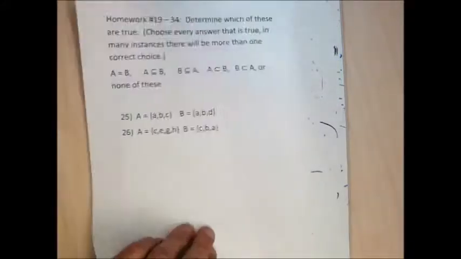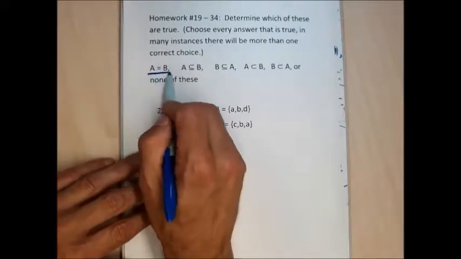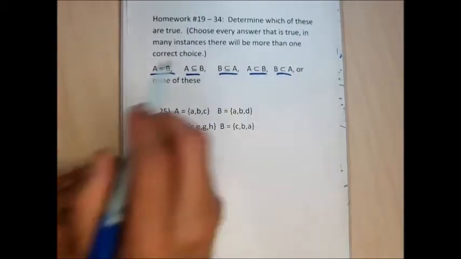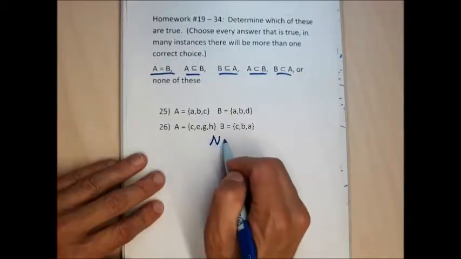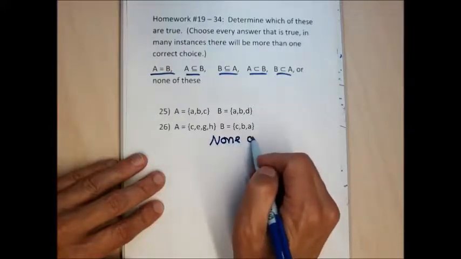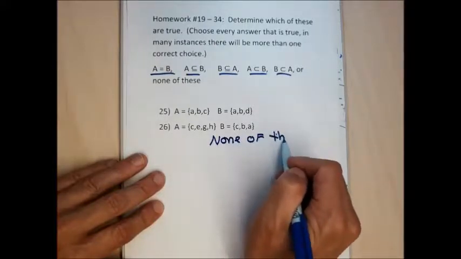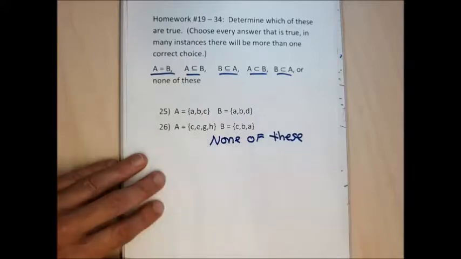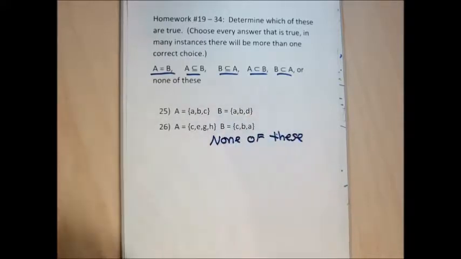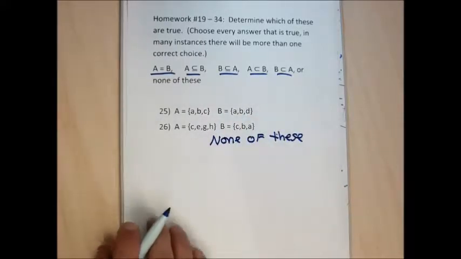Unfortunately, I went through every single possibility. I checked every one of these symbols and I got an answer of no for each one of those. And when that happens, we write none of these for our answer. And that's exactly what your answer for 25 is going to be.